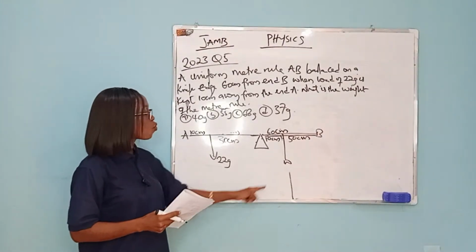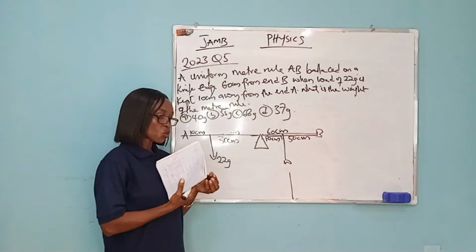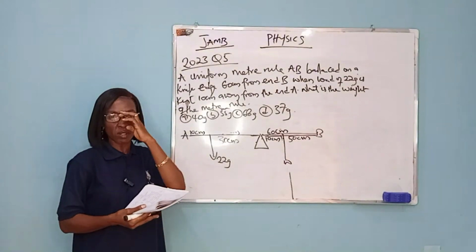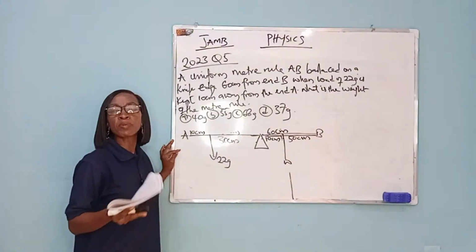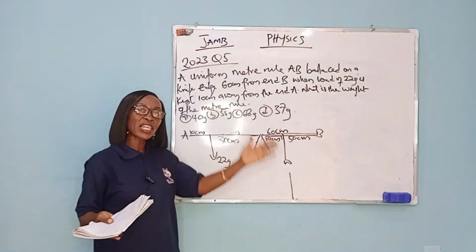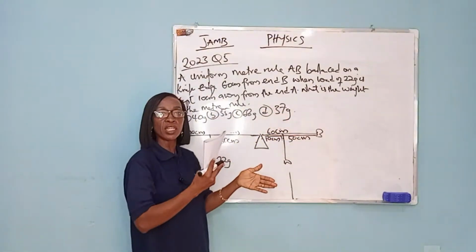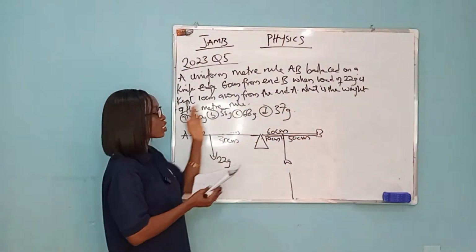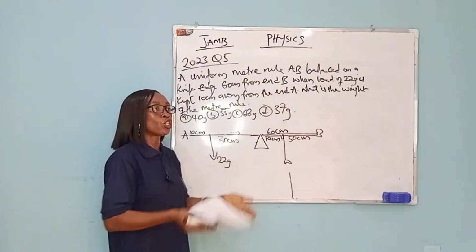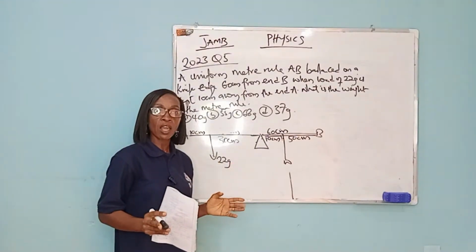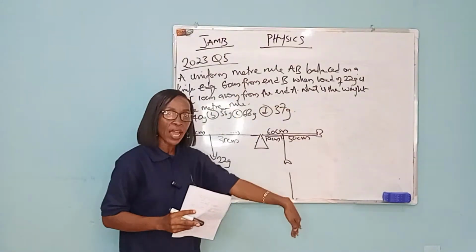But I'm asked to calculate the weight of the meter rule. Now, this question comes from the moment of force. What is the rule that governs the principle of moment? One of the rules says the clockwise moment must be equal to the anti-clockwise moment. The downward force must equate to the upward force. So the upward force and the downward force should be the same, using the principle of moment.